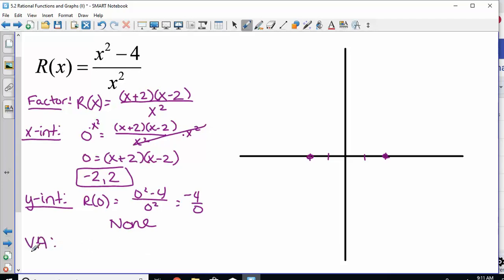Vertical asymptote. X equals, what makes the bottom 0? 0. So if you want, you could draw that. The y-axis is our vertical asymptote.